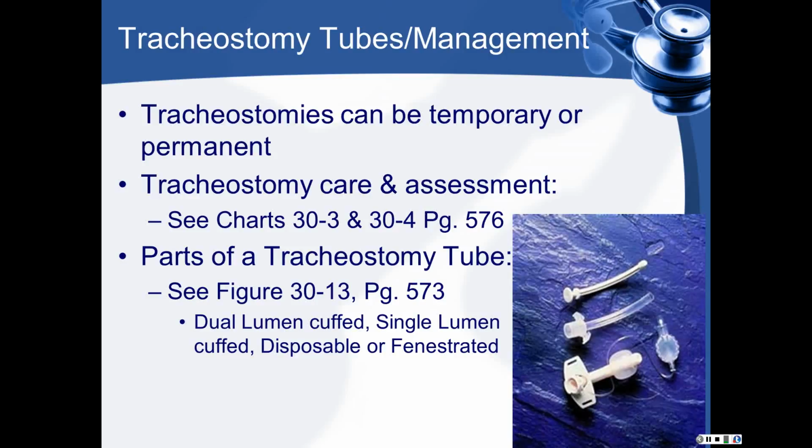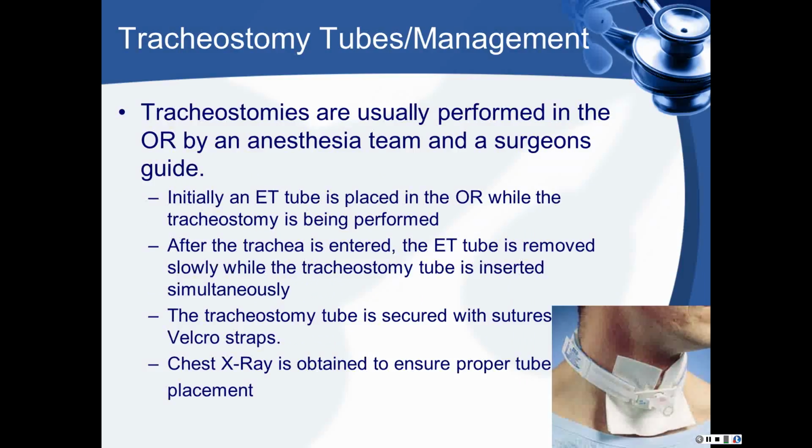Parts of your tracheostomy tube, figure 30-13. Tracheostomies can be temporary or permanent. An airway must be established, so regardless, initially your patient may require an ET tube in preparation for the tracheostomy tube, because tracheostomies are performed in the OR by an anesthesia team or surgeon.